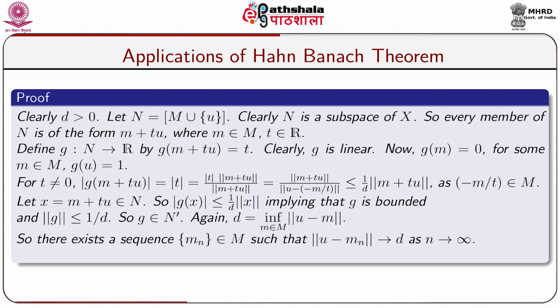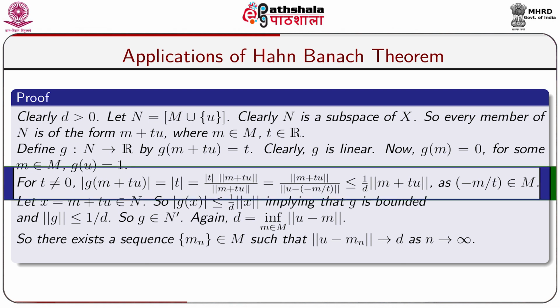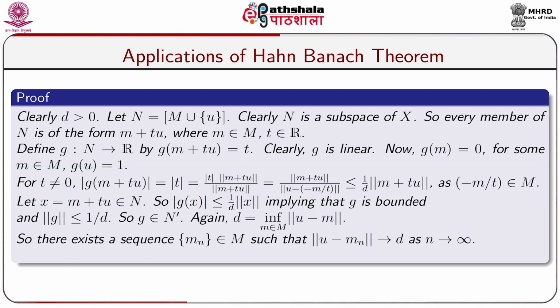For t not equal to 0, |g(m + tu)| = |t|, because we have assumed that g(m + tu) = t. Thus |g(m + tu)| = |t| = |t| · ‖m + tu‖ / ‖m + tu‖ = ‖m + tu‖ / ‖u − (−m/t)‖ ≤ (1/d) · ‖m + tu‖, because we have assumed d = infimum of ‖u − m‖, and −m/t belongs to M, and M is the subspace.